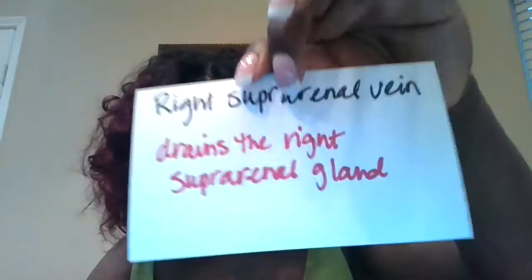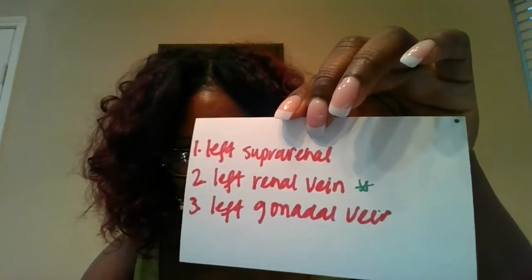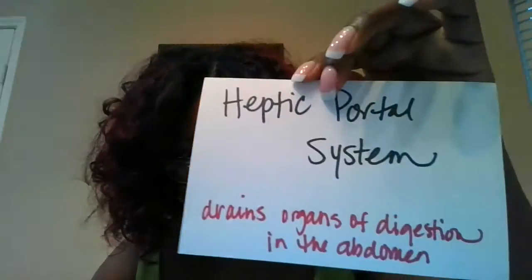And they drain the right side of the ovaries or testicles, your right suprarenal vein. It drains the right suprarenal gland. And then you have your left suprarenal and left gonadal vein, which all go to the left renal vein. So you have a right side and a left side. Now the hepatic portal system that I mentioned up front, it drains the organs of the digestion in the abdomen.